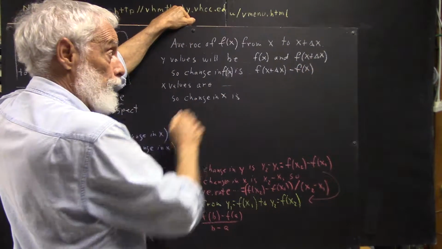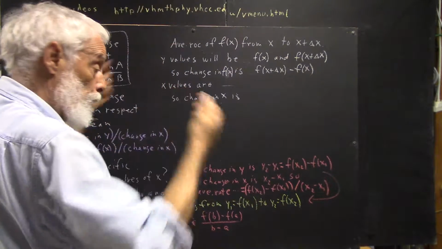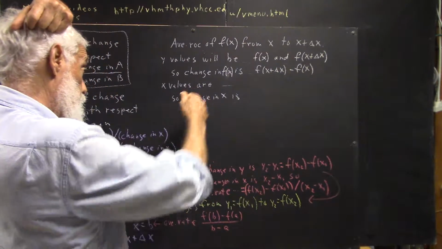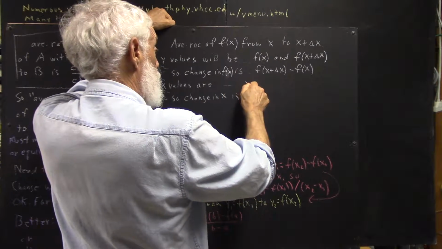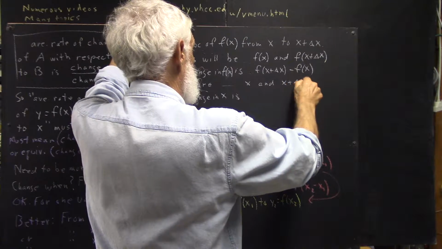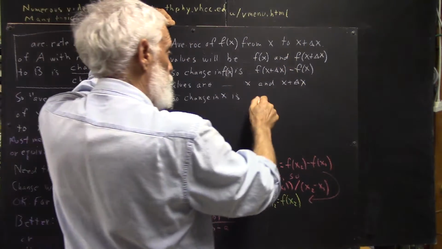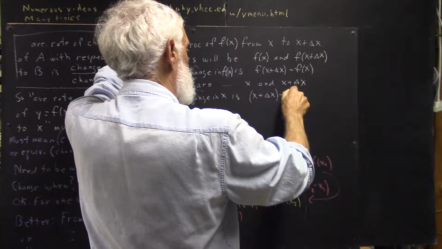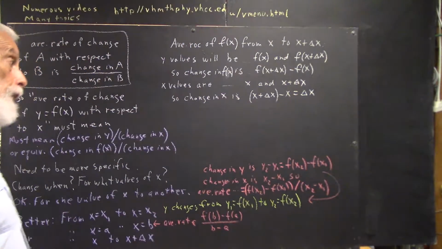What are the x values? Hopefully you filled that in, and you might well have thought all this through between the two videos, so skip ahead a little bit if you think you got the answer. They're x and x plus delta x. Just as simple as it can be. So the change in x is what? It's x plus delta x minus x, which equals delta x.